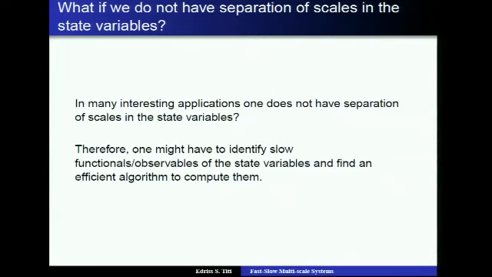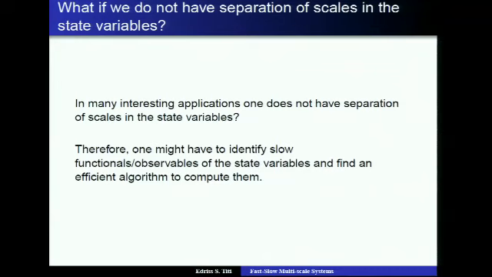So now the question is, because this is basically what I advertised at the beginning, what if I don't have separation of scale variables? What if I don't know who is fast and who is slow, like I told you in the case of Boltzmann? What can I do? Meanwhile, I gave you this beautiful background and told you about measures and so on and so forth. So in many interesting applications, we do not have separation of state variables.